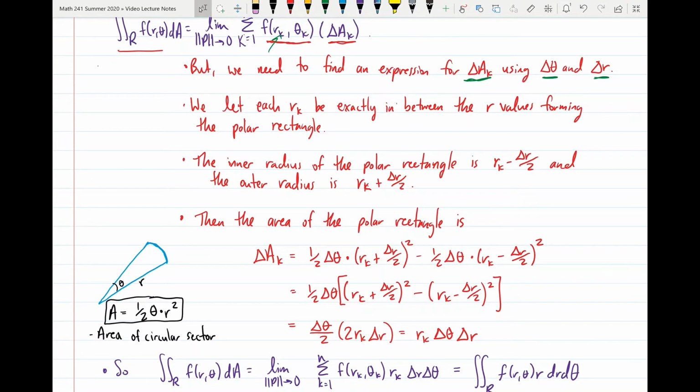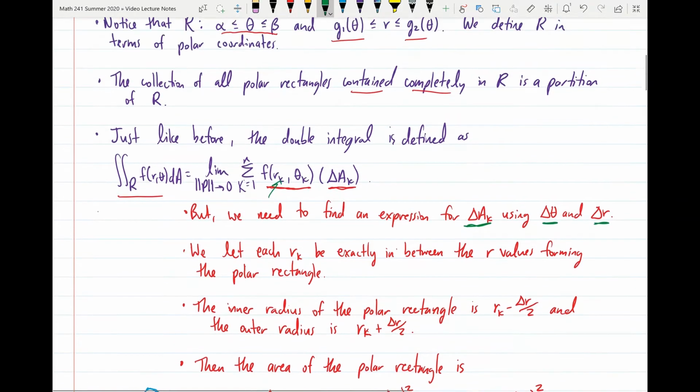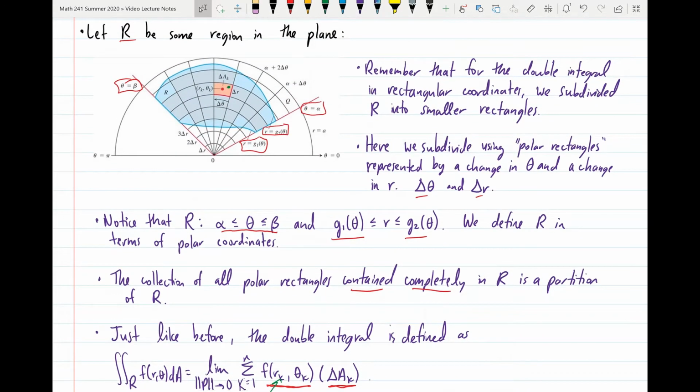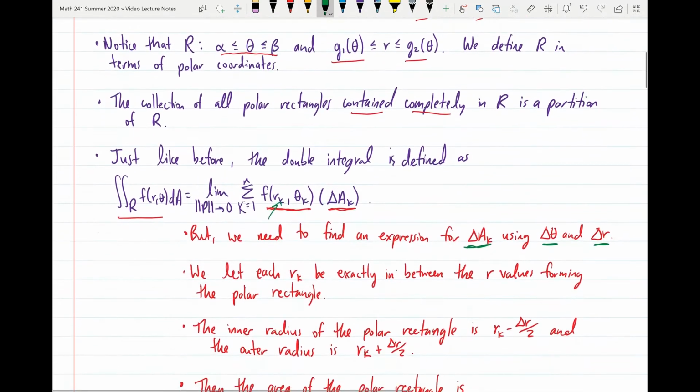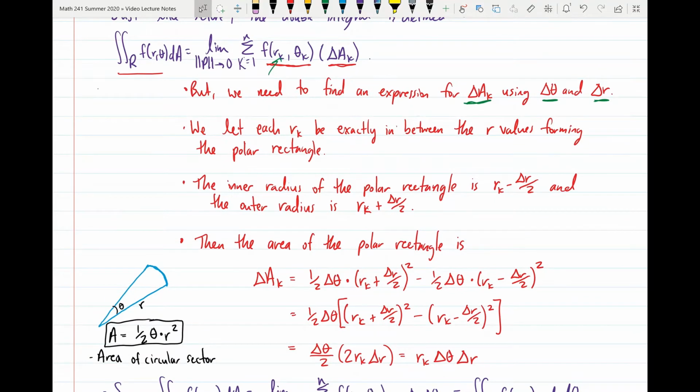Okay, then the inner radius of our specific polar rectangle is going to be equal to r sub k minus delta r divided by 2. And the outer radius for our specific polar rectangle is going to be equal to r sub k plus delta r over 2. And this is just using the fact that r sub k we've now assumed to be in the middle of our polar rectangle here. And if that's a little bit confusing, I would just pause the video for a second and think about why that is the case. I don't think it's too tough to conceptualize, but maybe it'll take a little bit of time.